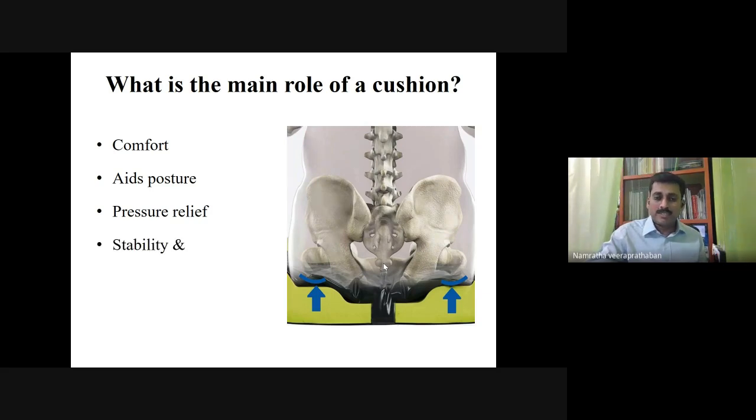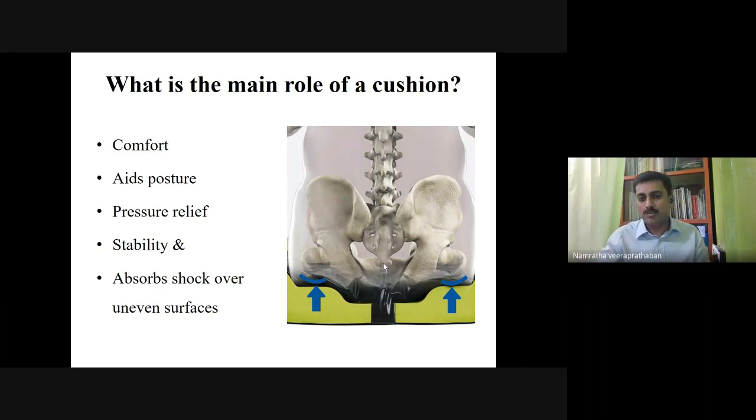It provides stability, as I was talking about lateral stability, and the proper cushion can always provide forward stability as well. And finally, it absorbs the shock when the patient is moved on uneven surfaces or uneven terrain, whatever it is. So this is the main role of a cushion.